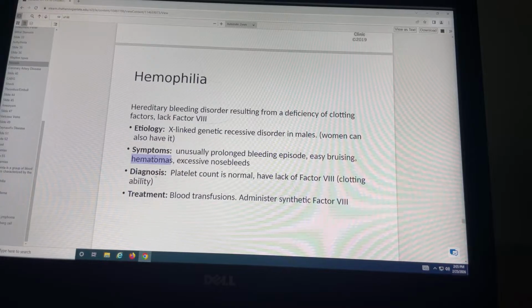So how they diagnose this is they're going to do lots of different blood tests, and they're going to notice that the platelets are normal, right? So it's nothing to do with the platelets, it's the factor 8, okay?